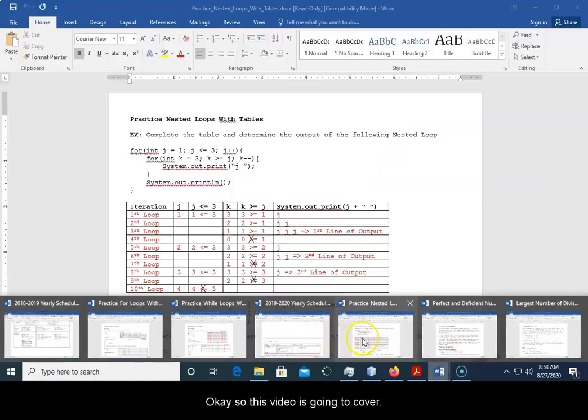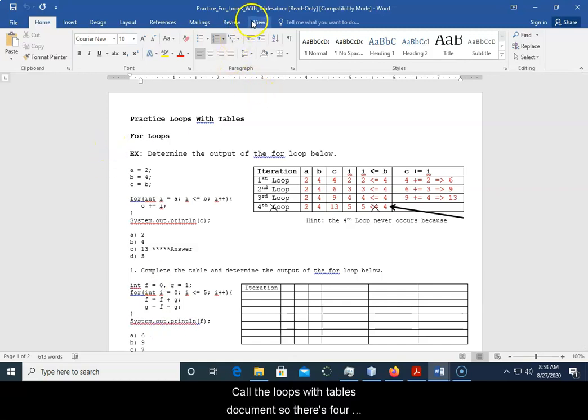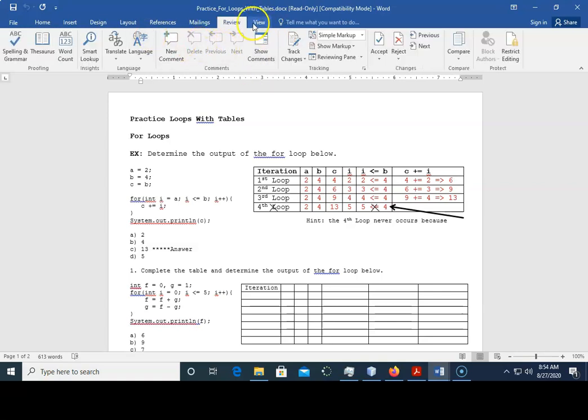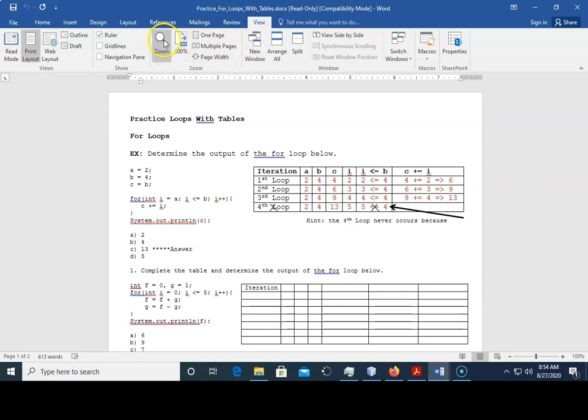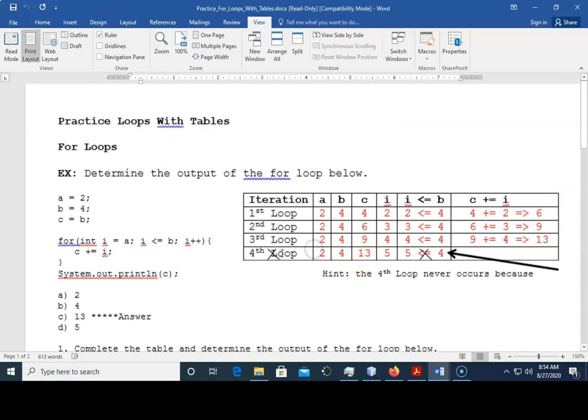Okay, so this video is going to cover all the loops with tables documents. So there's for loops with tables, while loops with tables, and nested loops with tables. So I am going to zoom this up a little bit so that it just doesn't look small on the video.